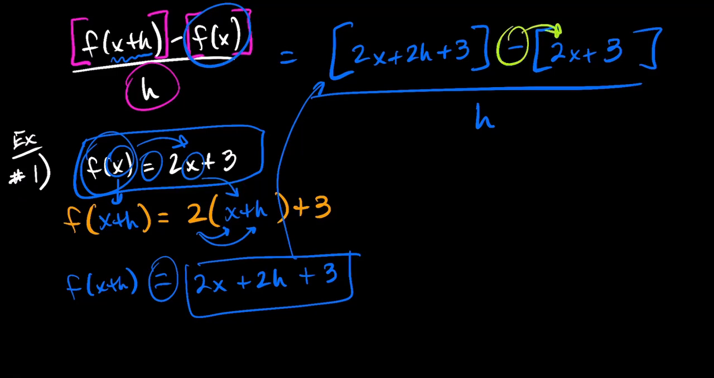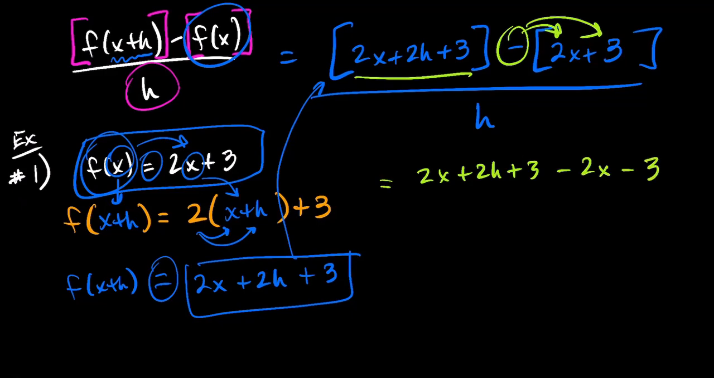So I'm going to distribute this, and then I'm going to simplify, like we always try to do. This I will just bring down, 2x plus 2h plus 3. This I will distribute and get a negative 2x minus 3, and don't forget it's all over h. And what can we do with that?